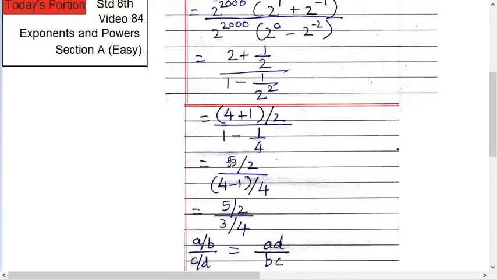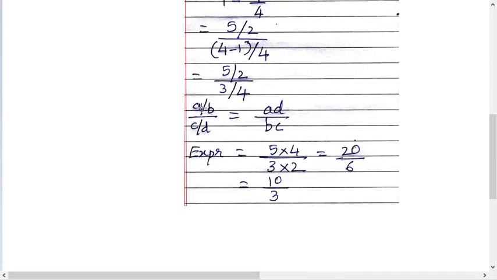So numerator becomes 5 upon 2 and denominator 4 minus 1, 3 upon 4, right. So what is now A upon B, the whole upon C upon D equals to AD upon BC. So this expression becomes what? 5 upon 2 into 4 upon 3, right, AD upon BC. So just solve this, you get 20 by 6, that is 10 by 3. That is the required answer.